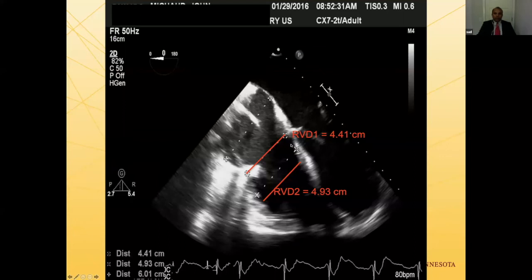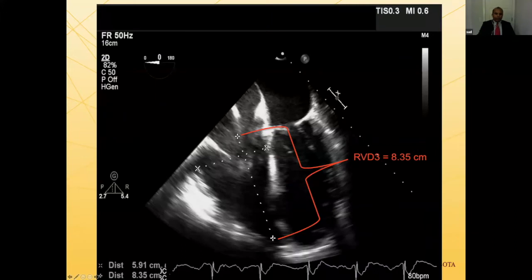More measurements. Now, at the level of the annulus, it's more than 4 centimeters. We said it's severely dilated. That is what this RV is doing. And even though it's like 8.35, that's almost 9 centimeters, this is also a severely dilated right ventricle.